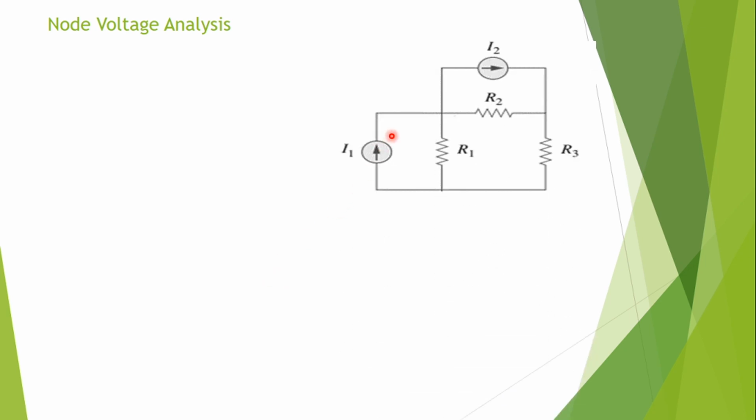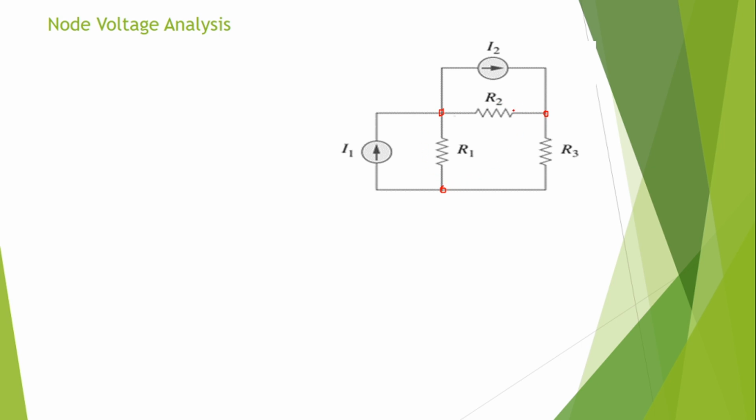So let us consider this is a general network. In this, first identify the nodes. Which are the nodes available in this network? One is this point where 1, 2, 3, 4 elements are connected. Here is another point, 1, 2, 3. Here is another point. So 3 nodes are available.